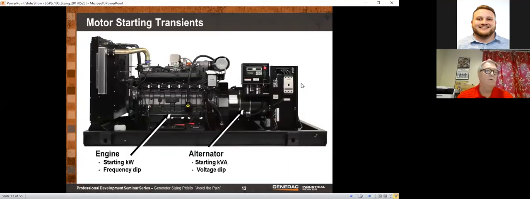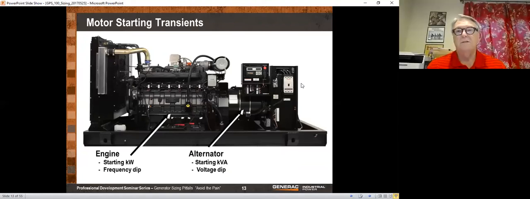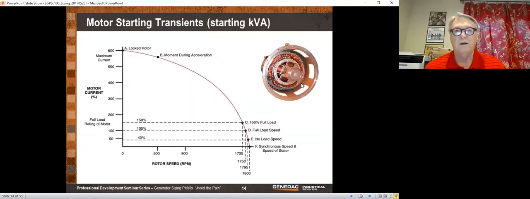Now let's talk about motor starting. Typically, a generator is composed of an engine and an alternator. Well, those do not need to be the same size. Now, it turns out by UL, the alternator must be at least as large as the engine. However, the engine does not need to be as large as the alternator. So it's very, very common for us to oversize alternators, and we're going to be talking about why we do that in a moment.